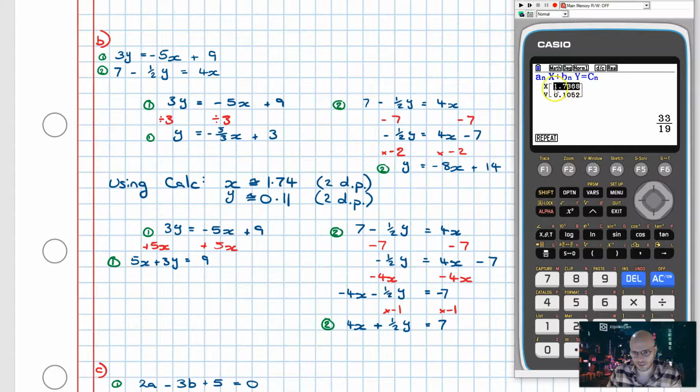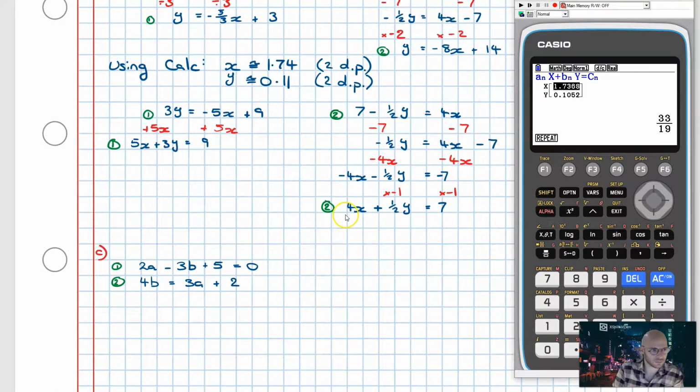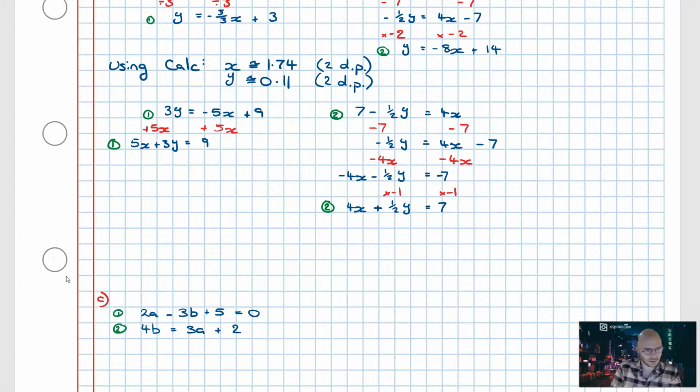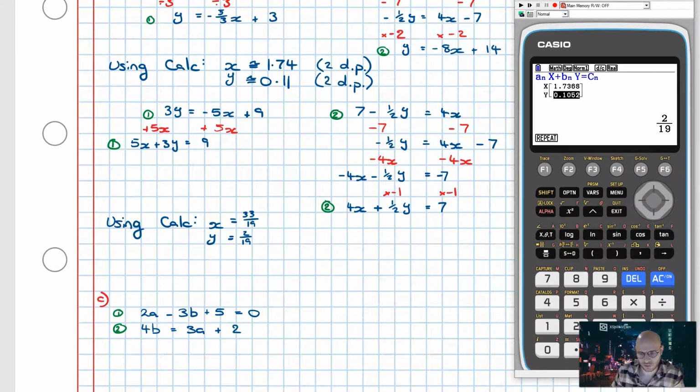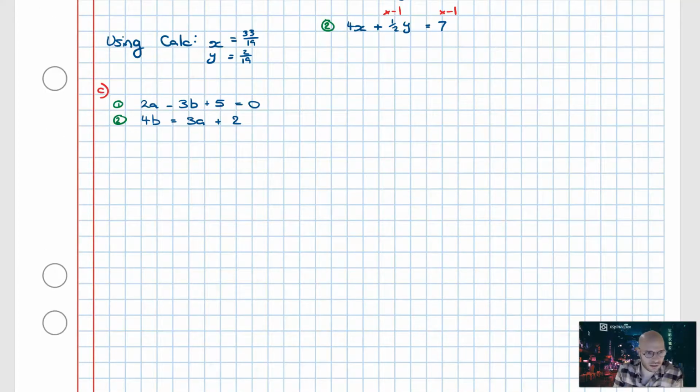And what you can see is the first one is x equals 1.7368, which is roughly what we got over here, and y is 0.1052. Now the cool thing about this solving tool is it's given you the fractional form over here, so 33 over 19 and 2 over 19. So really cool. So 33 and 2.